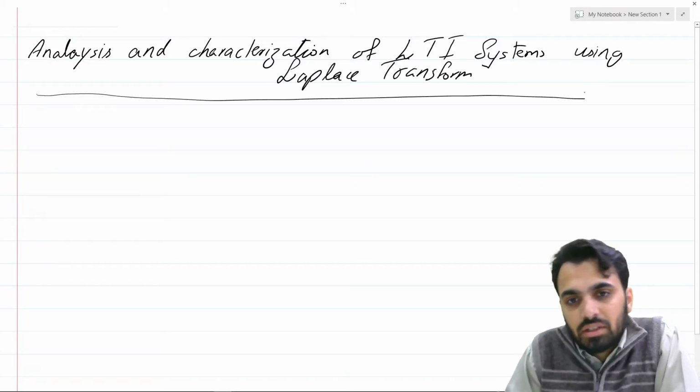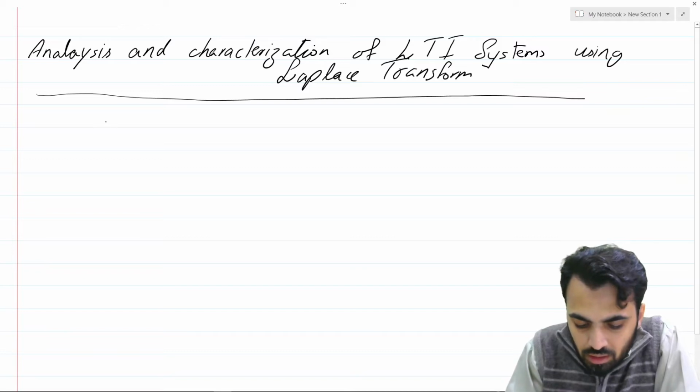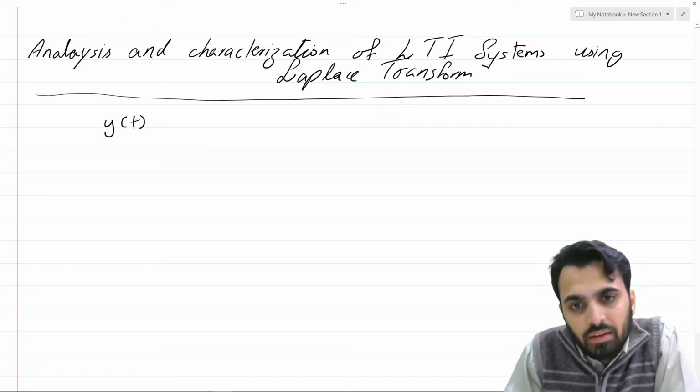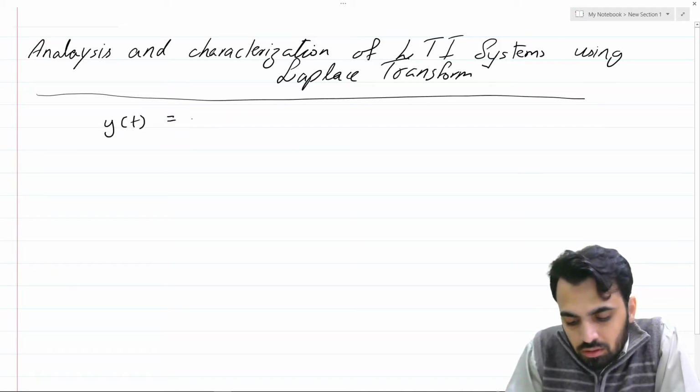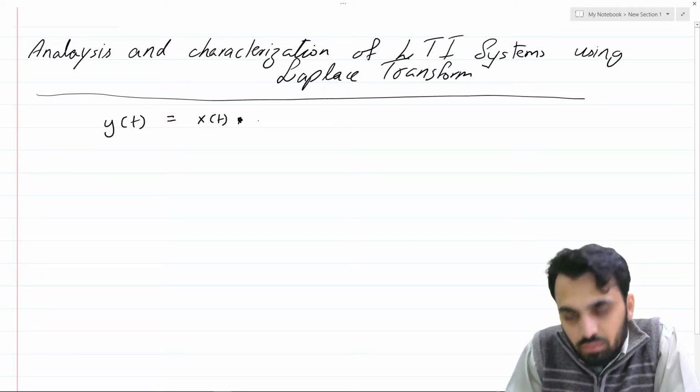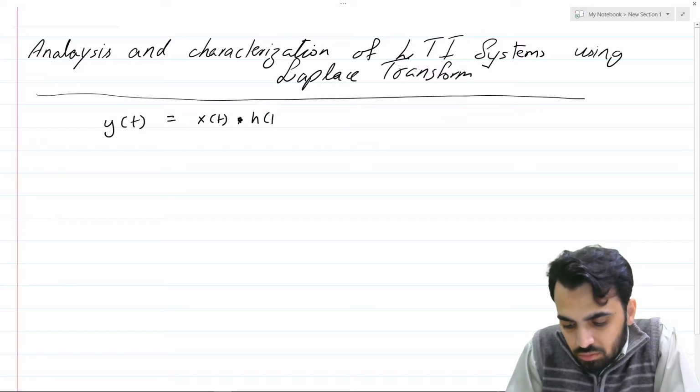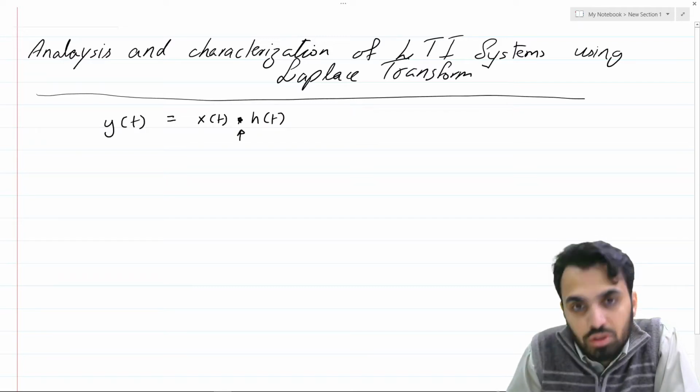Specifically for the time domain, we know that the output y of t is equivalent to the convolution of the input x of t with the impulse response, that is h of t, where this is the convolution operator.